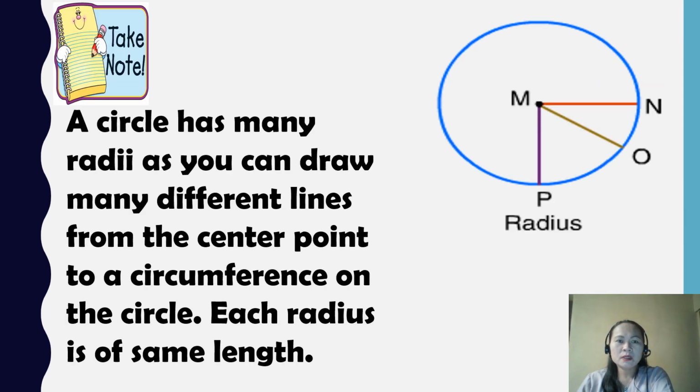Take note that a circle has many radii, as you can draw many different lines from the center point to the circumference of the circle. Its radii are of the same length. Radii is the plural of radius. In our example, point M is the center of the circle, and points P, O, and N lie on the circumference of the circle. So we have three radii: radius MN, MO, and MP.